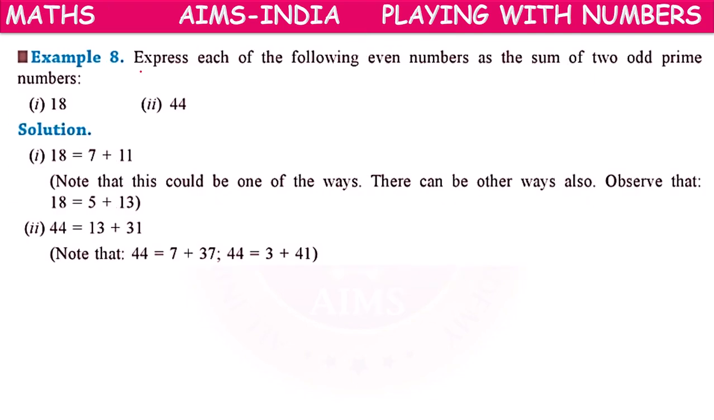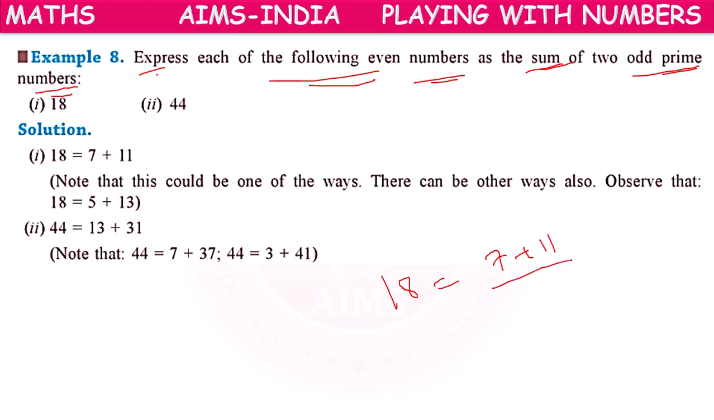Next, express each of the following even numbers as the sum of 2 odd prime numbers. Suppose 18. 18 can be written as 7 plus 11. 7 is a prime number. 11 is a prime number. Both are odd numbers. Both are prime numbers. Sum of odd prime numbers.